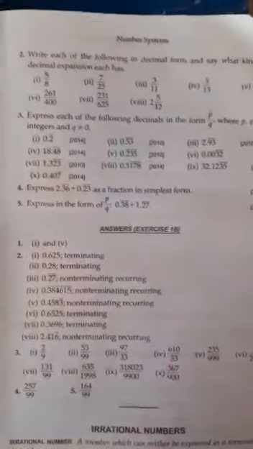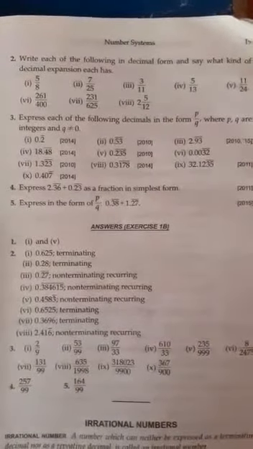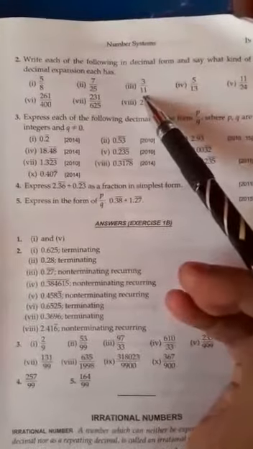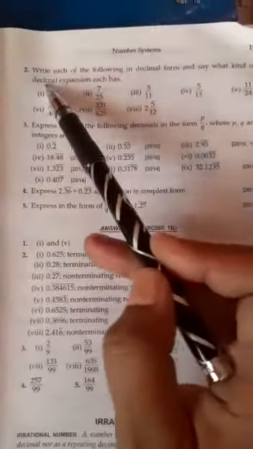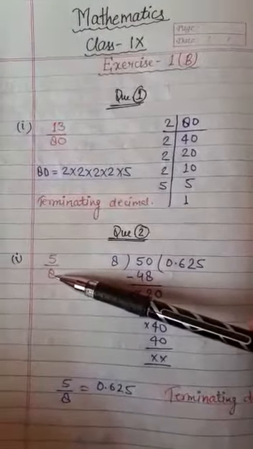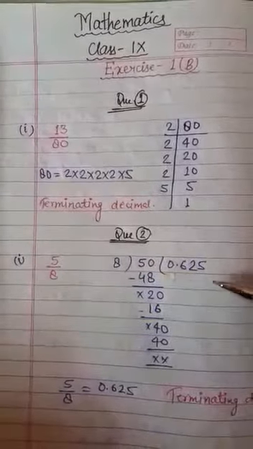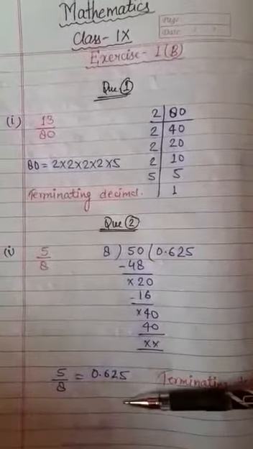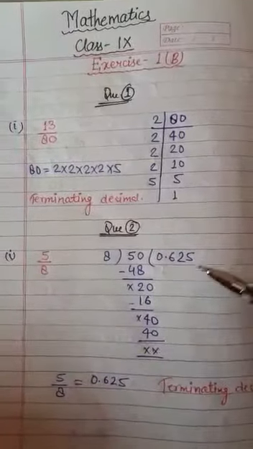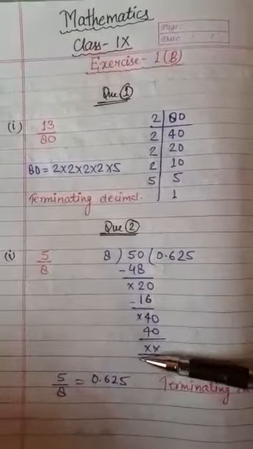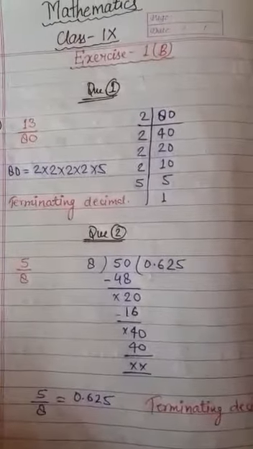Now question number second is, write each of the following in decimal form and say what kind of decimal expansion each has. In this question, you have to do actual division and show which type of decimal expansion each has. So question number first is, now we divide 5 by 8, we get 0.625. This is a terminating decimal because after 3 digits our division is completed. So this is a terminating decimal.